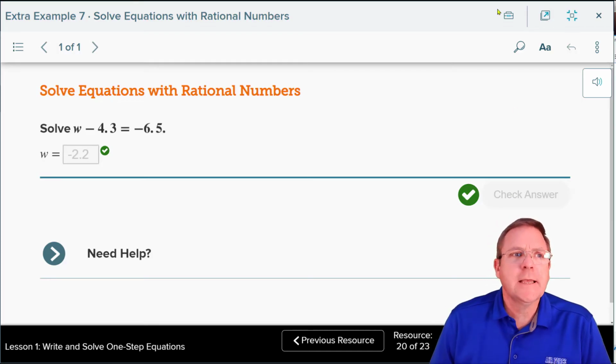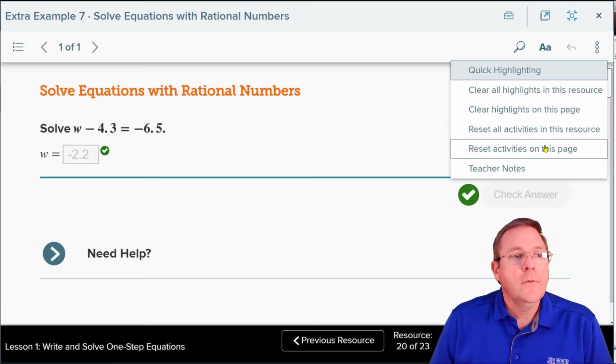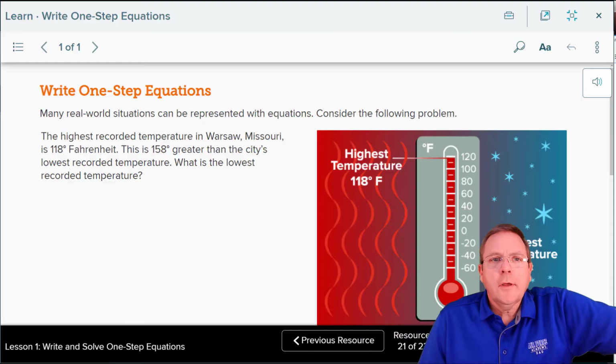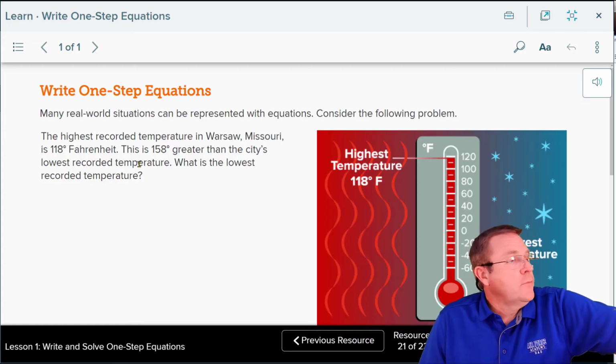It's easy as that. As long as you take your time and think about what you're doing here, every one of these problems should be pretty easy to knock out for you. For the very last part of this very long lesson, we're going to look at converting word problems into algebraic expressions. Many real-world situations can be expressed with equations. Consider the following. The highest recorded temperature in Warsaw, Missouri is 118 degrees Fahrenheit.